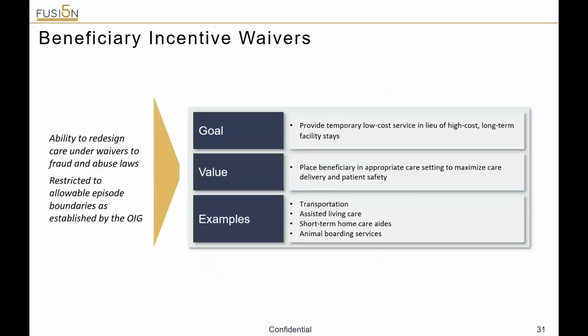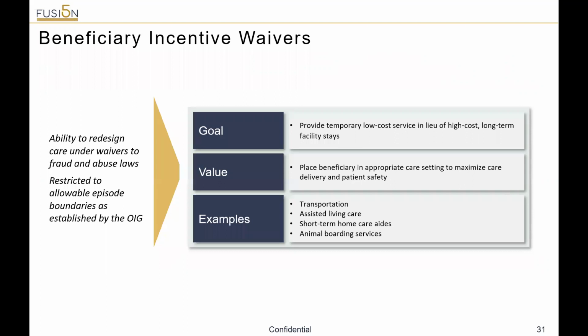Incentive waivers are designed to allow and expand the boundaries of what any provider can do. And that is, these are permitted now by OIG with the goal of providing temporary low-cost service in lieu of a high-cost service. So why would a patient need to go to a SNF if their barrier to downstream care was that they didn't have transportation from home to go to outpatient services? So what you can do is provide that transportation so they can get to outpatient services and bypass the need of a skilled nursing facility because you can provide them.